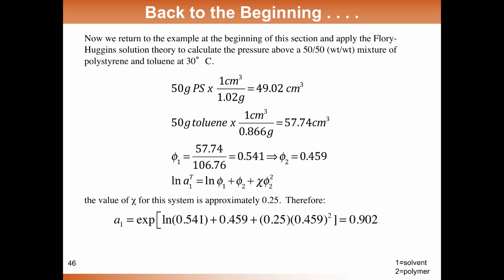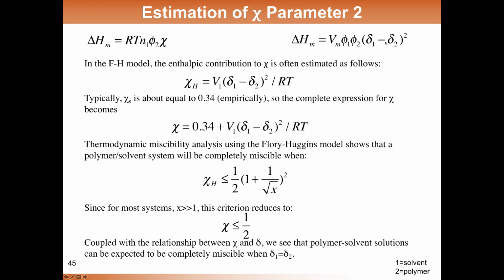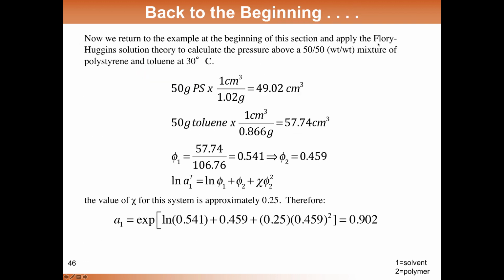Now let's go back, just to end this discussion, to the beginning of the section and apply the Flory-Huggins treatment to calculate the total pressure above a 50-50 weight mixture of polystyrene and toluene. Now, instead of calculating mole fractions of toluene and polystyrene, we're going to calculate volume fractions. So we use the density to convert the weight fractions to volume fractions. The volume fraction of solvent, toluene, then is 0.541, or 54.1%, and the volume fraction of polymer now is 45.9%.